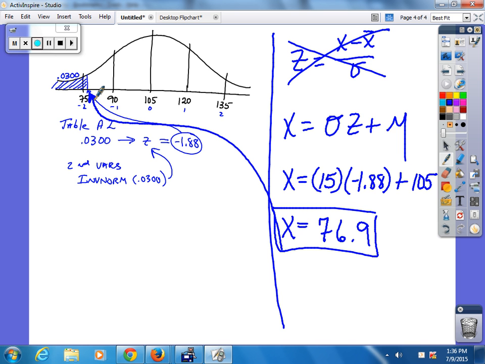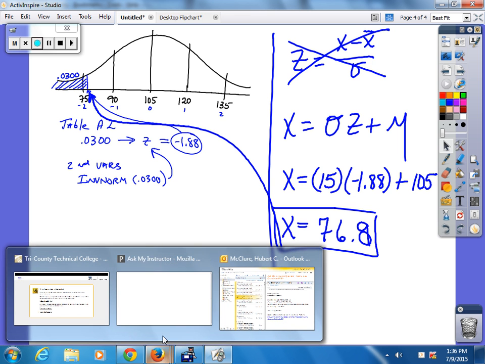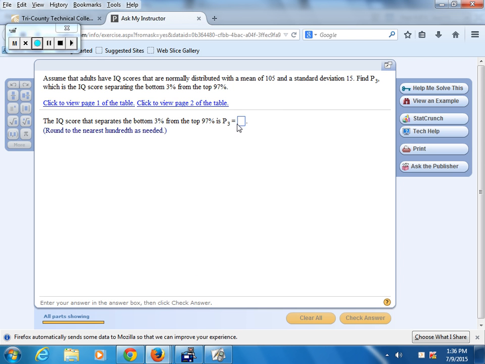Set me up, that's fine, just set me up. That's a good test question. Why is it a good test question? Because it's short and sweet. I don't like that last one we did, that's too much for a test. I know I probably have it on there, but I don't know if I do or not. So, what did we get? 76.8. Okay.